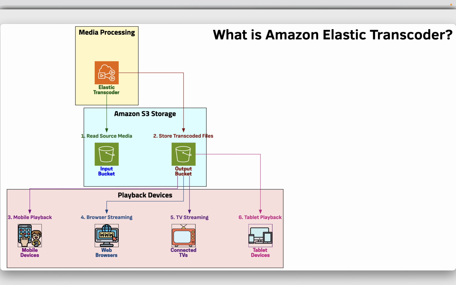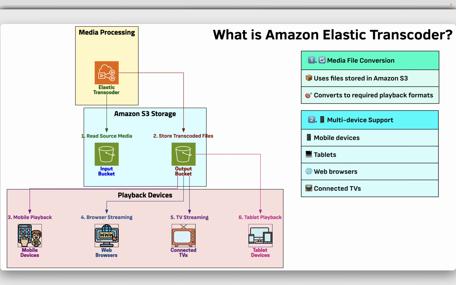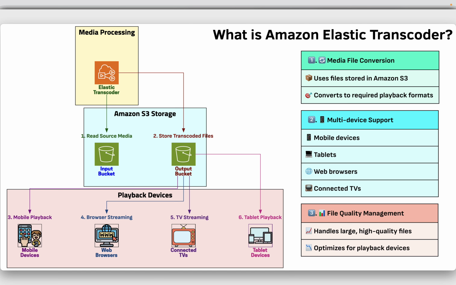So what is Amazon Elastic Transcoder? Amazon Elastic Transcoder is a service which provides media file conversion capabilities by transforming files stored in Amazon S3 into various formats suitable for different playback devices. The service offers comprehensive multi-device support, enabling content delivery across a range of platforms including mobile devices, tablets, web browsers, and connected televisions. Elastic Transcoder excels at file quality management, handling large, high-quality digital media files and optimizing them appropriately for various playback devices while maintaining necessary quality standards.